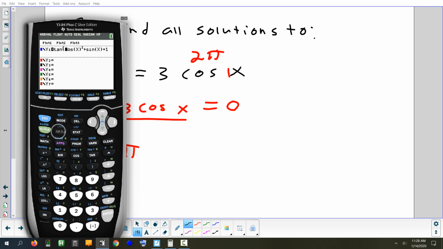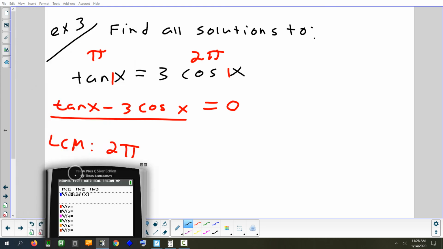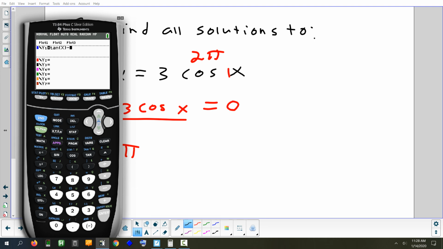So, tan x minus 3 cosine x. Okay, so there's no powers, there's no exponents, so there was nothing tricky there we had to figure out. What should my window be to show one cycle? Yep, 0 to 2 pi. Always start with one cycle so you can see the big picture, and then if you need to zoom in on an area, do that after.